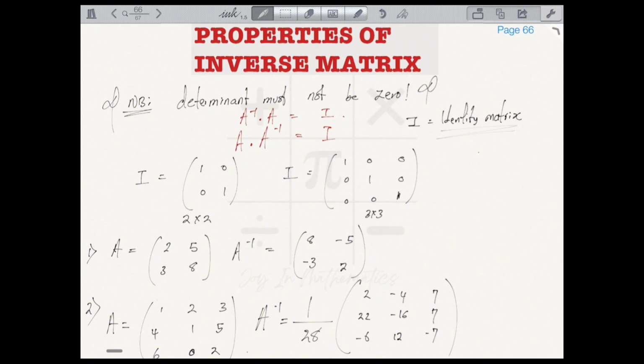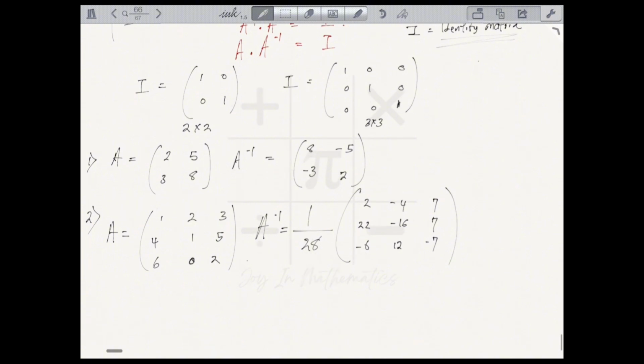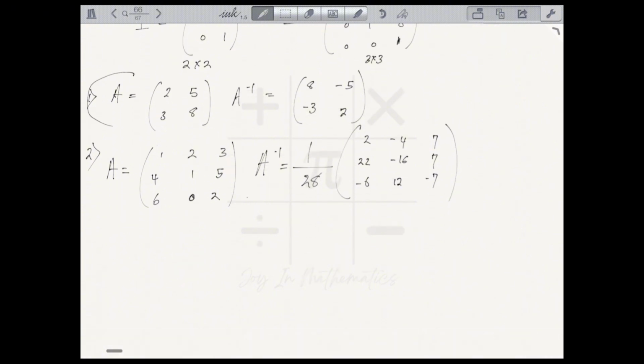Now, with that done, let us test this theorem. Is it true? Let's evaluate for that now. The first thing we'll do is look at A. Remember this example? This was the first example we had on inverse matrix of a 2 by 2. So for a 2 by 2, we'll evaluate A multiplied by A inverse, and likewise A inverse multiplied by A. Remember, in matrix multiplication, AB is not equal to BA, so we have to take note of that because the order matters.